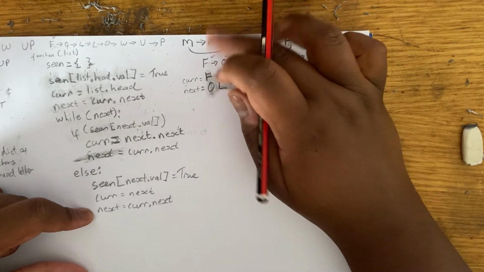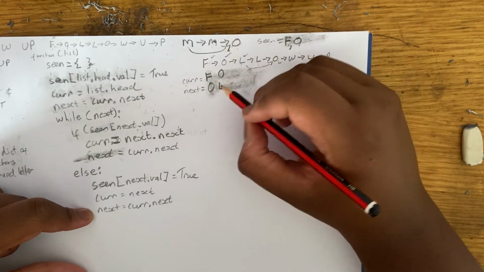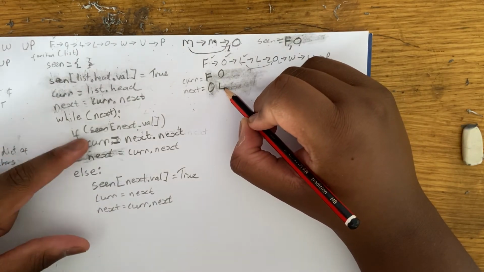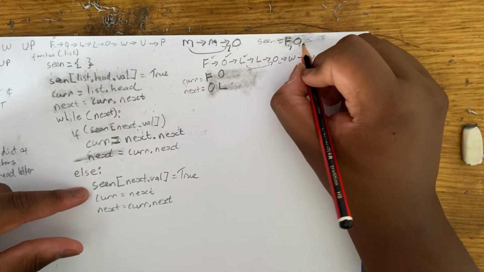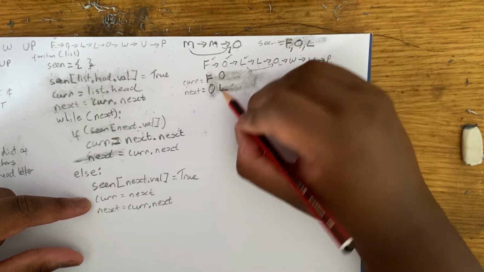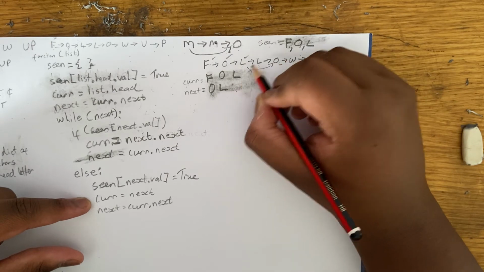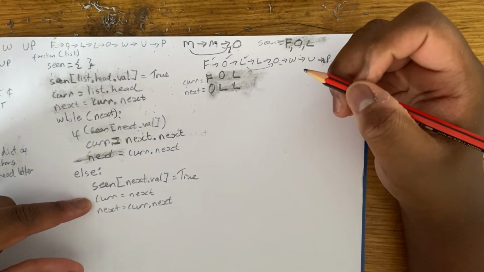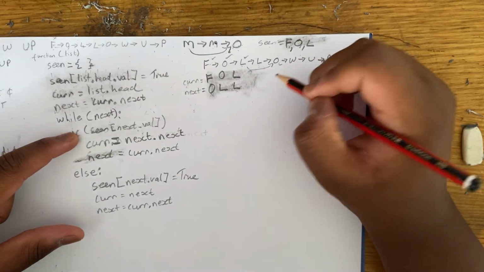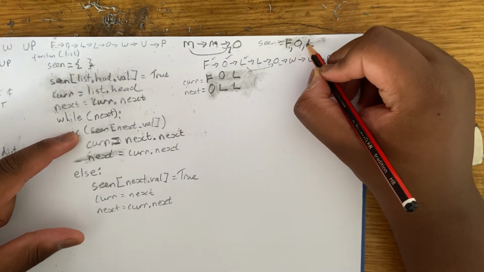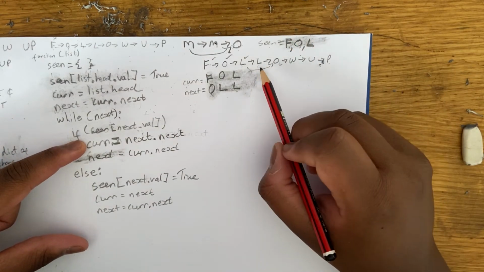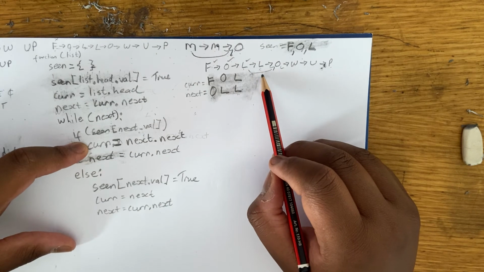Okay. Now we go back around, since we have the L here, right? Have we seen an L? No. So we add that L here. Current is equal to next, which is the L, and then the next is an L, right? So we go here now. Have we seen an L? Yes, we have. So that means the current, here's where our problem is now.